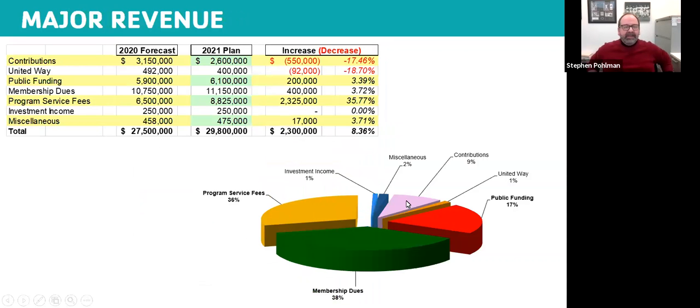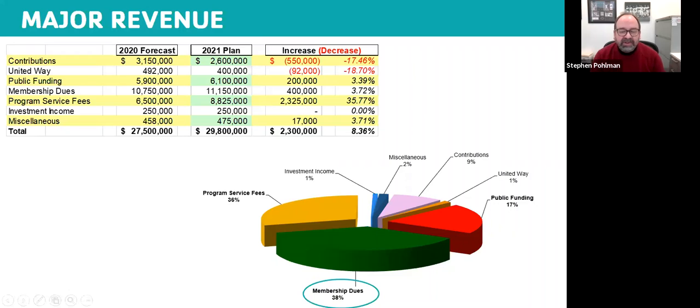All right. So here's an interesting chart. If you guys are paying attention, you see it on a monthly basis where I break out the major components of our revenue. The mix on this page goes a long way towards our bottom line and the financial health of the Y. Membership dues, again, our economic engine, accounts for about 38% of who we are.